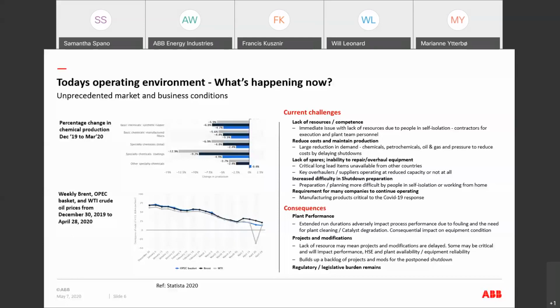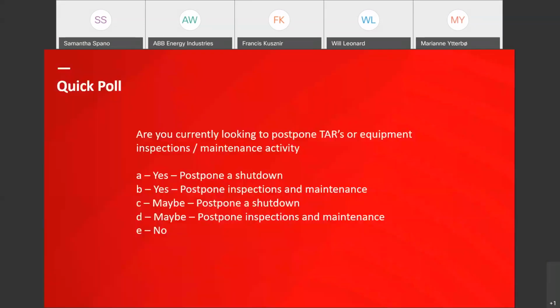But that regulatory burden, that legislative burden still remains. So there's a significant challenge right now to adjust expenditure, protect businesses, lower operational costs, and maintain asset integrity and safety of the plants across industries. So this is when we're going to do a first quick poll.